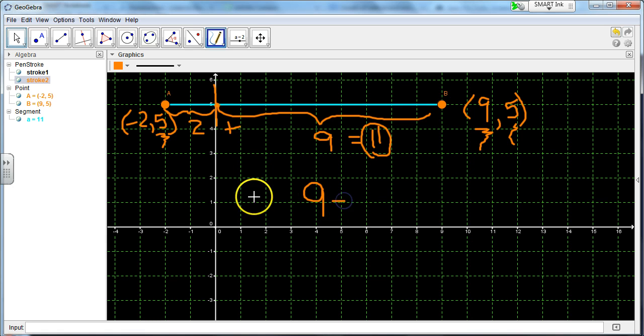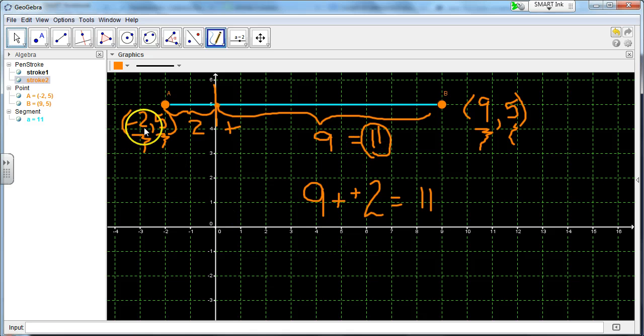Let's subtract off the other x coordinate. So we're subtracting a -2, right? Because that is the x coordinate of this point. So 9 minus -2, and when we subtract an opposite, remember subtraction is the same thing as adding the opposite of a -2, which is a +2. So now we have 9 plus 2, which is 11.